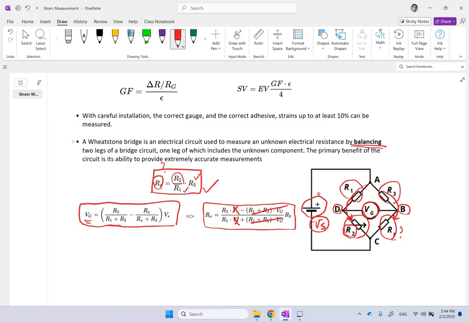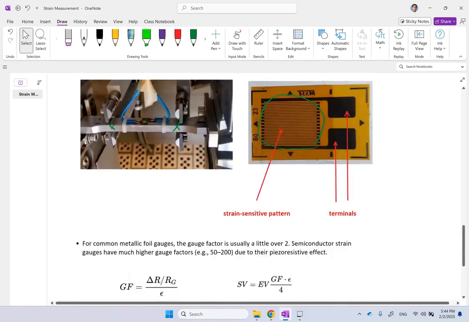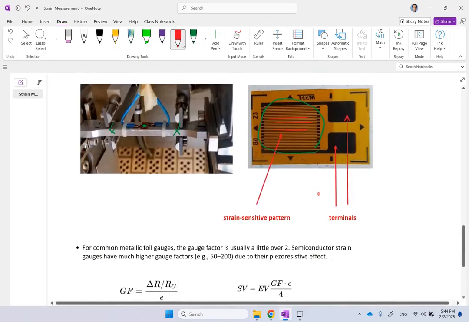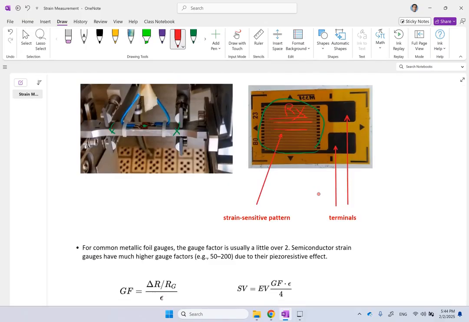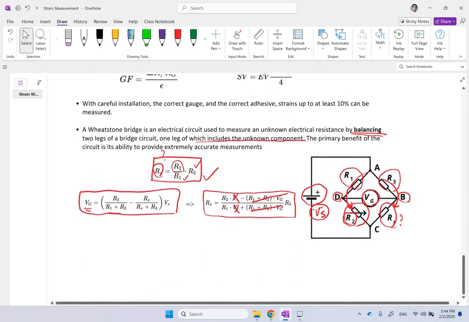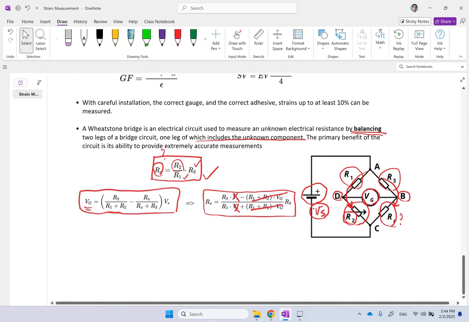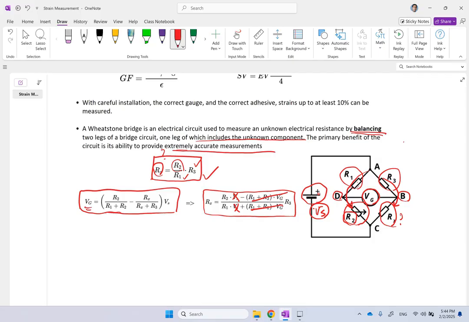So the goal is to measure an unknown resistance, which is the resistance due to the change in the circuit. So this is your Rx. This is the one that will change. Initially, you might know it, but after it changes its length and its value, you don't know it. But with the Wheatstone bridge, you can measure that. And the good thing about the Wheatstone bridge is it can do very accurate measurements, so the change in Rx can also be accurately measured.